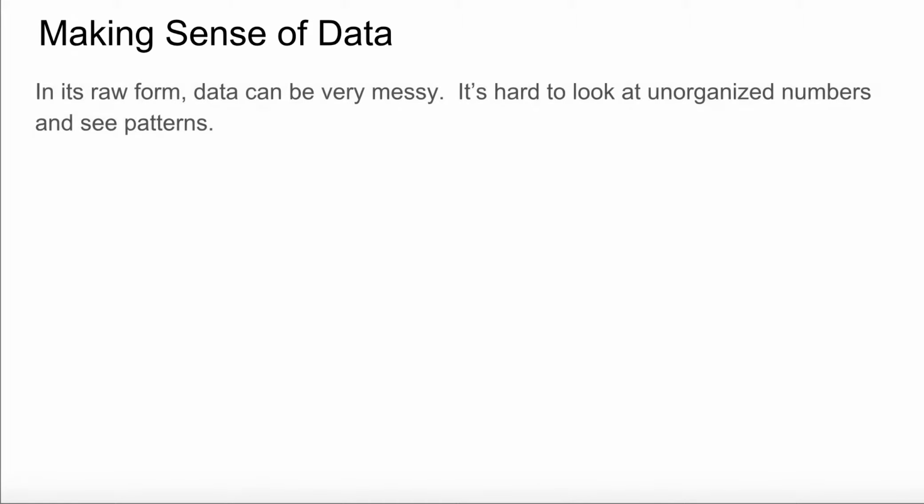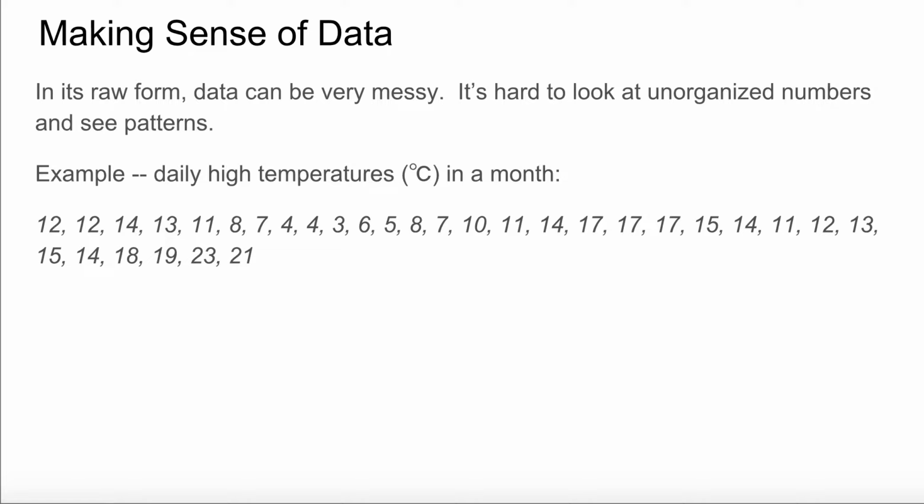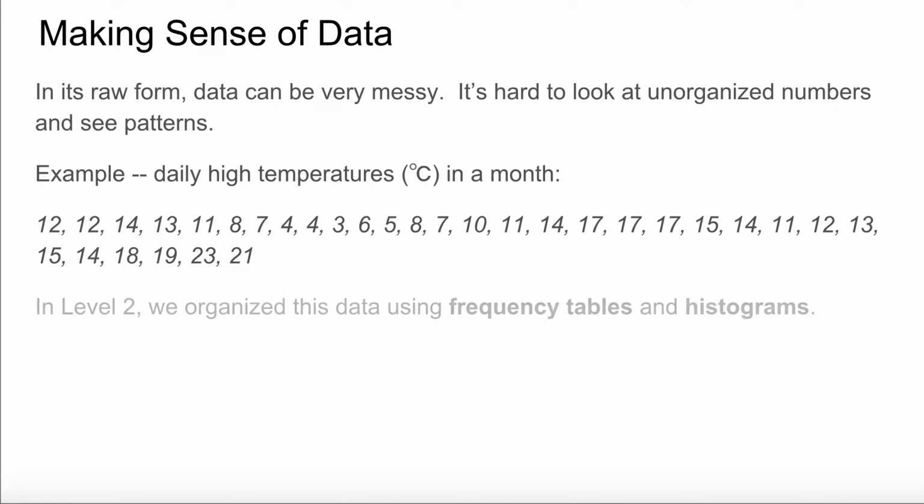Measures of central tendency are another way that we make sense of data. Remember, data's messy. And this is the same thing we thought about in the last level, level 2, it's hard to look at unorganized numbers and see patterns. So here is some daily high temperatures in a month. This is our same example as from level 2, right? This is a mess. And if we thought about looking at the temperatures for a year, or for 10 years, it would be a much bigger mess. So statistics gives us tools to make sense of this data.